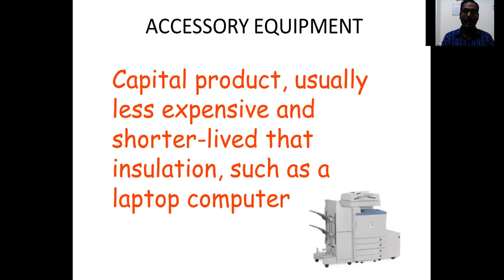Subcategory: accessory equipment. Capital products usually less expensive and shorter lived than installations, such as laptops and computers. Here we can see in the picture printing machineries. These also come under the capital budget. These equipments are not very expensive like machinery in a manufacturing unit, but they are accessories, somewhat expensive, and they don't need much installation. Examples are laptops, computers, printers, photocopy machines, all those kinds of products.